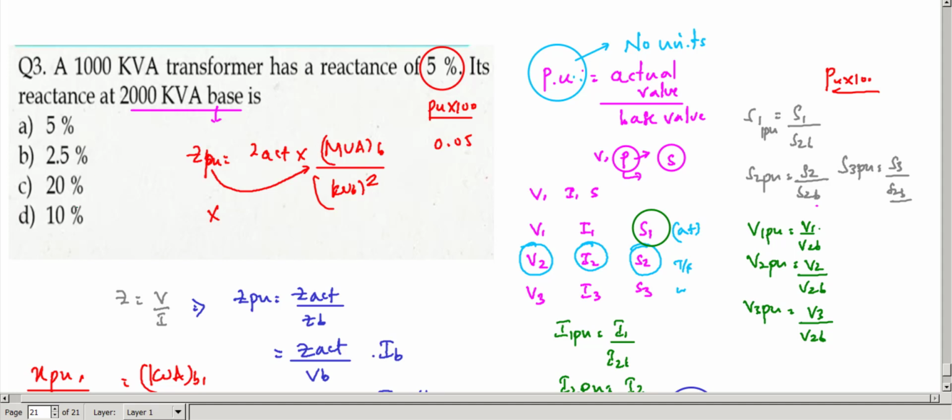10%. So the answer is 10%. Hope you understand. So you need not mug up. Take per unit value equal to actual value by base value. If you know the voltage and current relations and VA relations, then you can easily calculate.